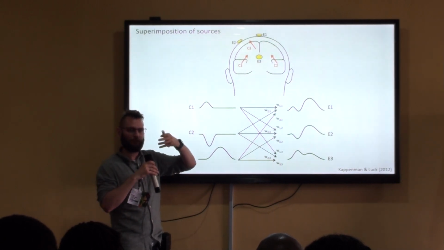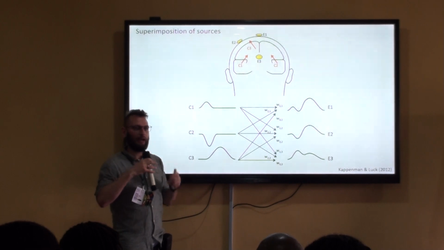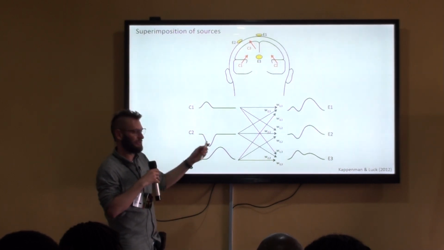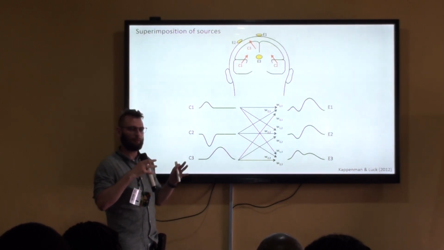So we have different patches of the cortex that are active, and how much we actually get this summation can be a bit fluent.